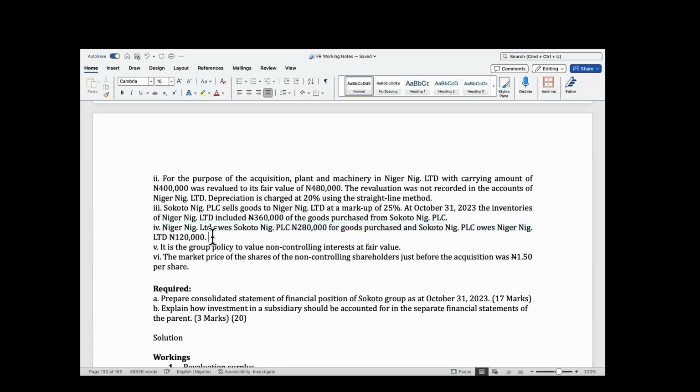Well, there is no cash in transit here. There are different transactions. Niger owes Sokoto 280 for goods purchased. This is one transaction, and Sokoto owes Niger 120. There are two separate transactions. So the group together has receivables of 400 and payables of 400. Needs to be cancelled out. So that's it. Thank you.